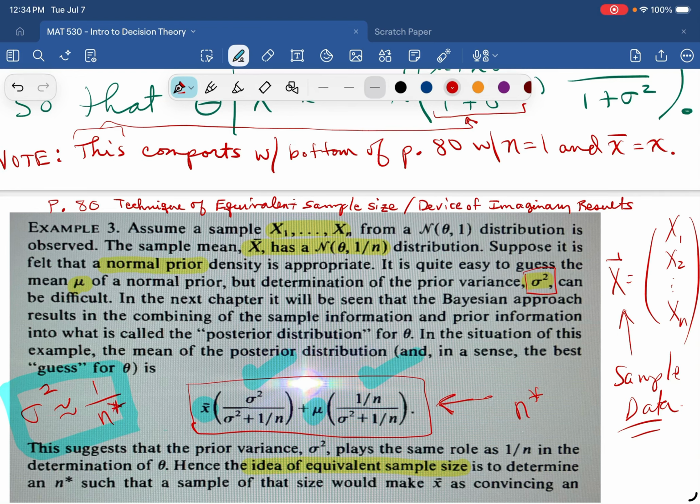We've been talking about techniques for determining the parameters of a given functional form in the context of subjectively determining a prior density. One method that is discussed in our textbook is what's called the technique of equivalent sample size, or it's also referred to as the device of imaginary results.